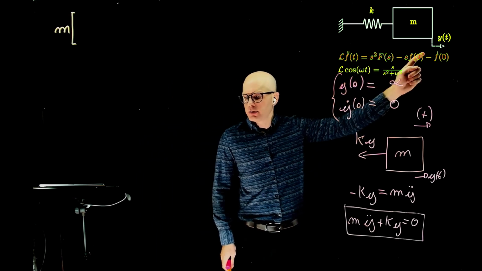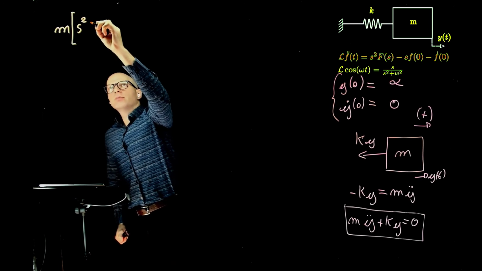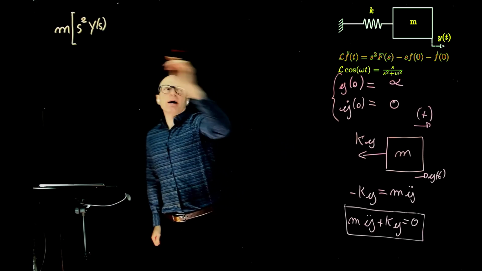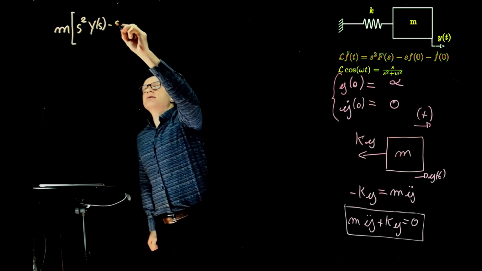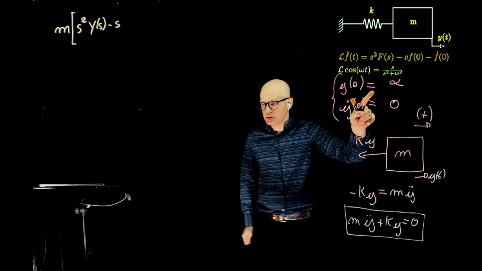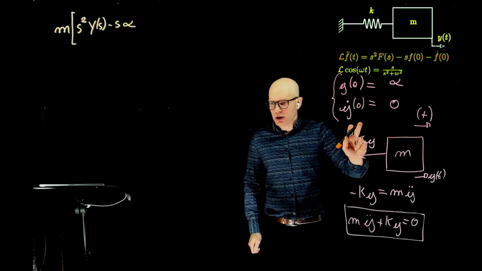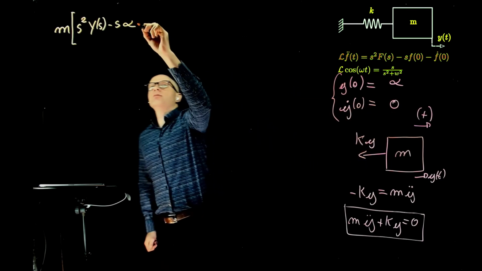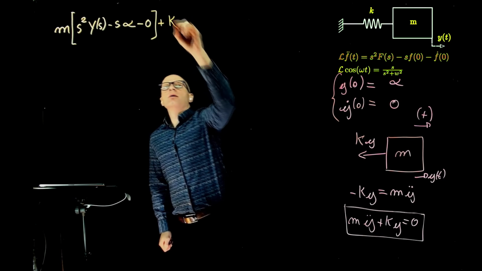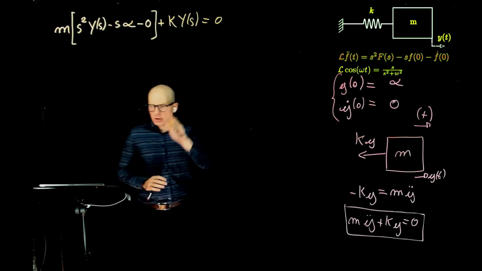Here, this comes straight from the Laplace table. It would be s squared times Y of s, minus s times y zero. What is y zero? It is alpha, the initial position at time zero. Yes, alpha. And minus f dot at zero, which is y dot at zero, the initial speed, zero. There you go. Now, this is plus k times y of t, which becomes y of s. Are we good here?